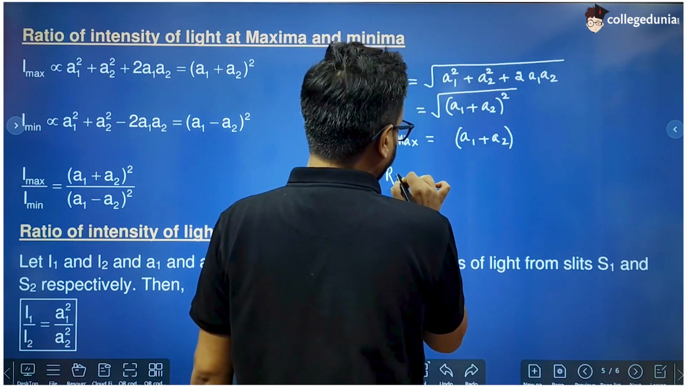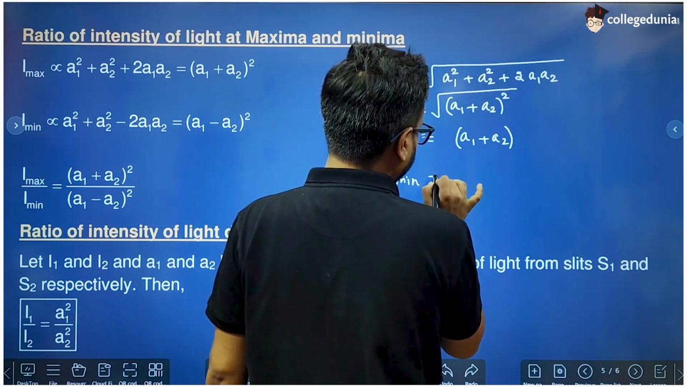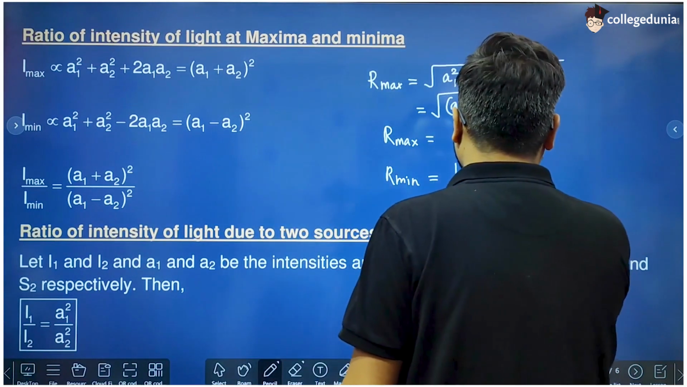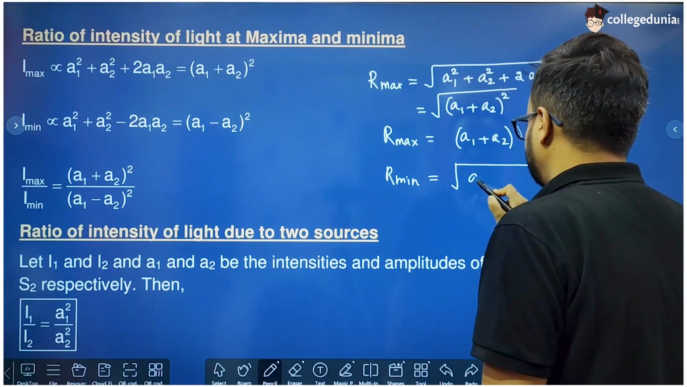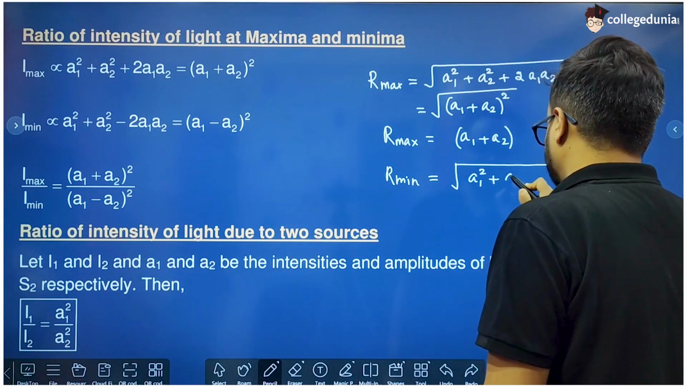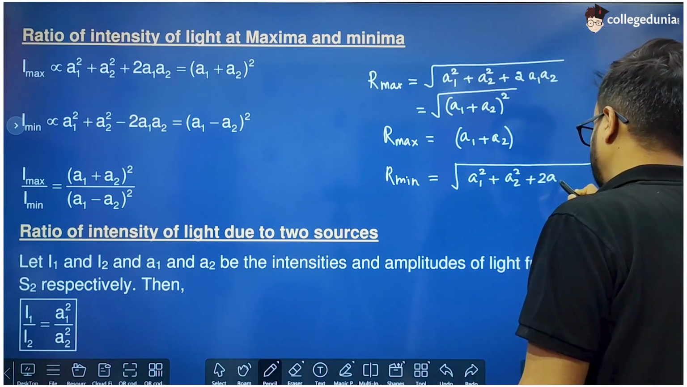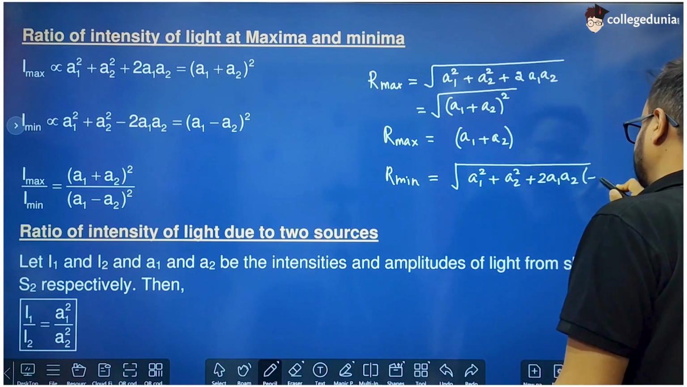Similarly, what will be R min? Minimum amplitude is when cos phi is minus 1. So this is a1 square plus a2 square plus 2 a1 a2 cos phi, which is minus 1.